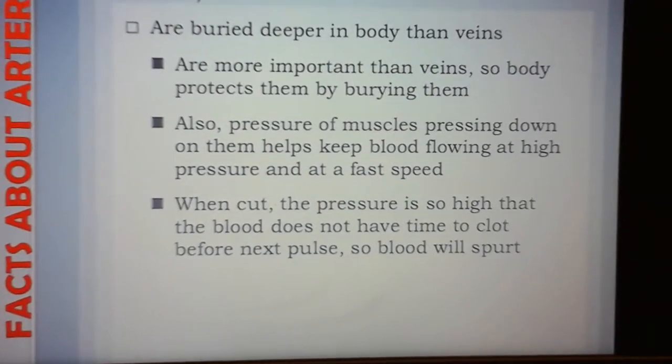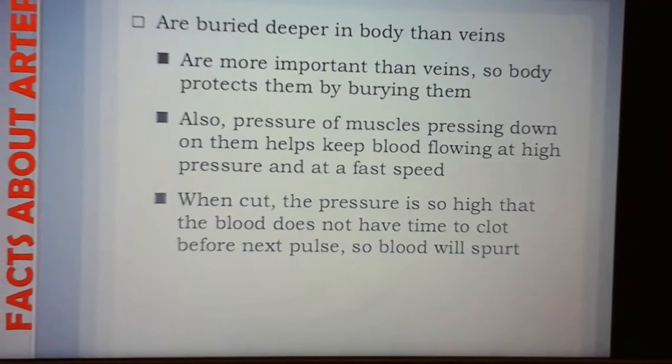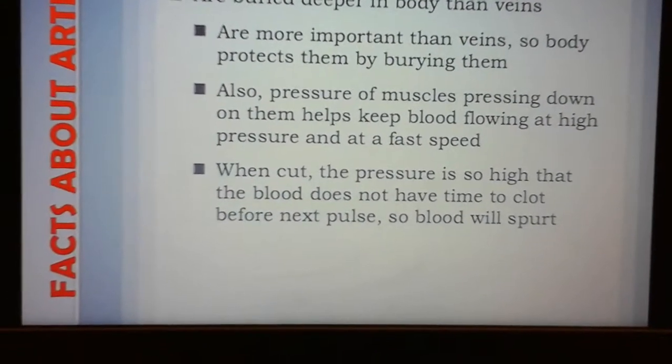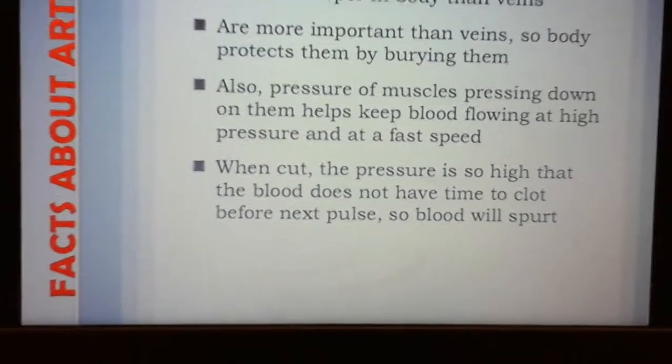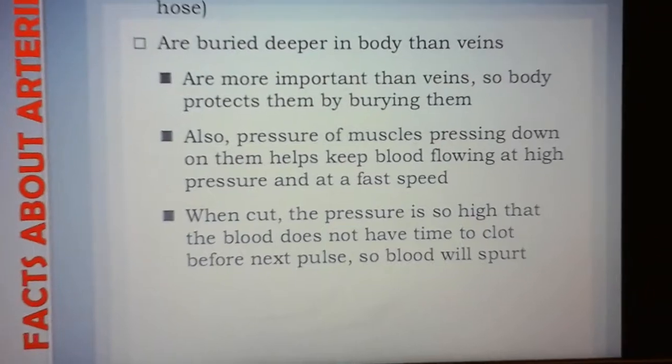Blood in veins is moving a lot slower. So it just kind of leaches out. It just kind of pools out. It just kind of makes its way out. And the blood is moving slow enough that the blood would have time to form a blood clot.